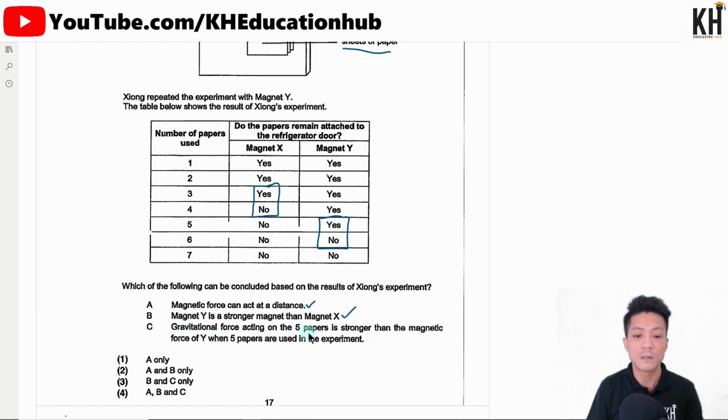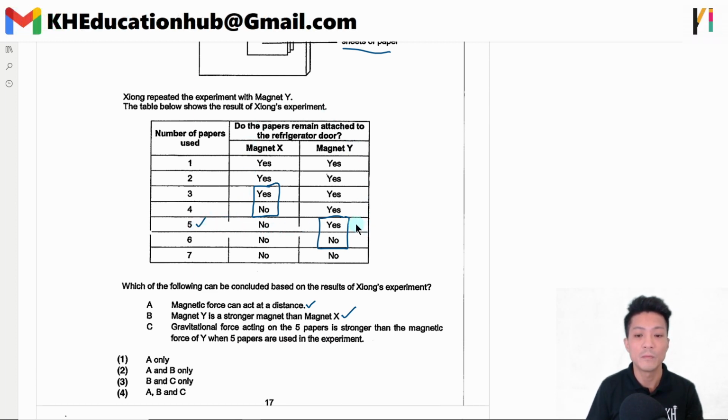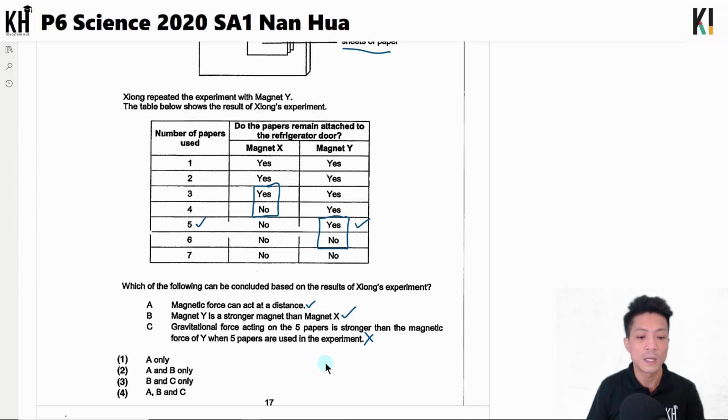Gravitational force acting on the 5 papers is stronger than the magnetic force of Y when 5 papers are used in the experiment. So if you look at the 5 pieces of paper, magnet Y can still hold on to them. Okay, which means that this sentence is wrong. So the answer should be A and B, which is number 2.